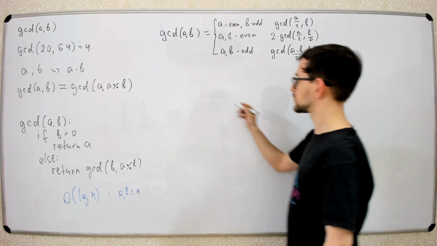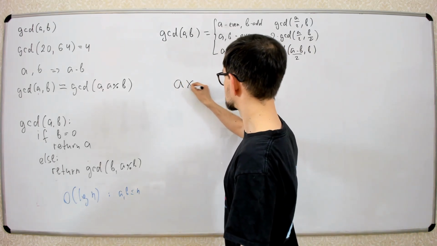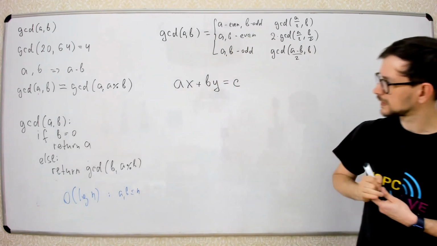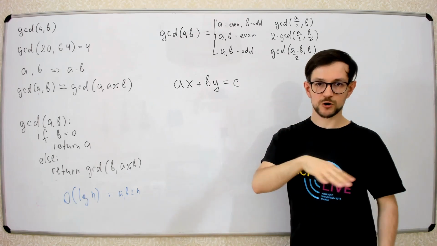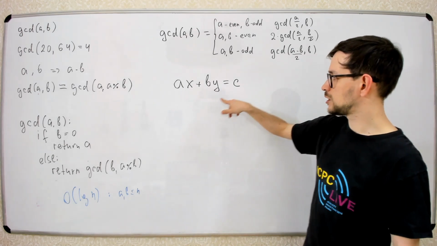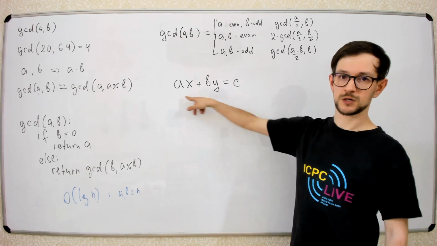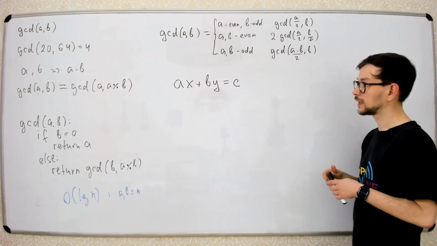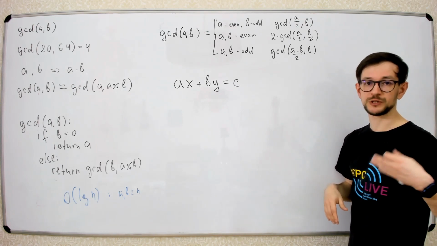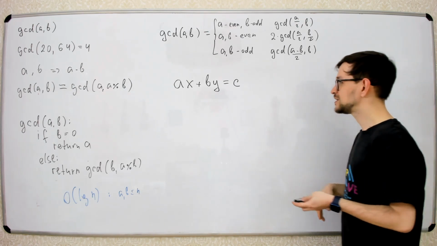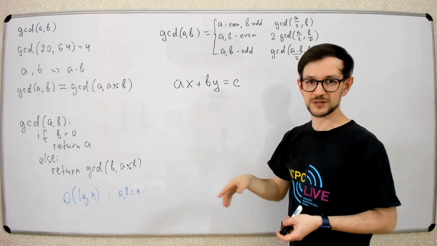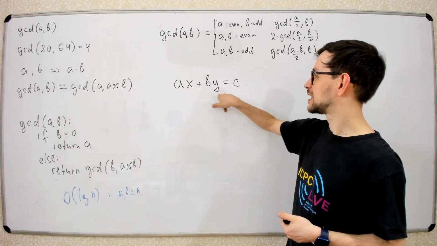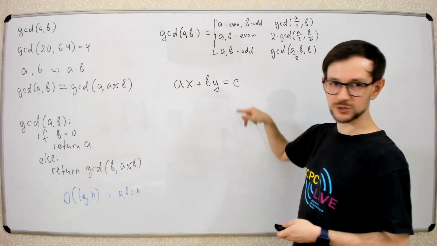Let's have an equation of this form: ax plus by equals c. So we have some integer coefficients a, b, and c, and we need to find integer values x and y, so that this equals c. An important thing is that we should solve it in integers. If you can use real numbers here, it's basically too obvious. So we want to find integers x and y, so that this sum equals c.